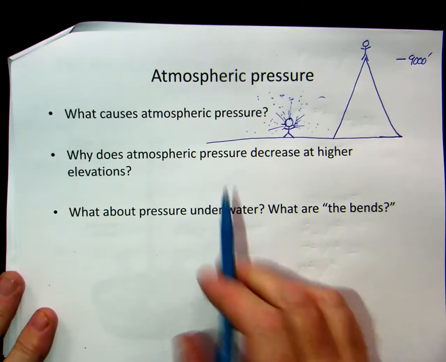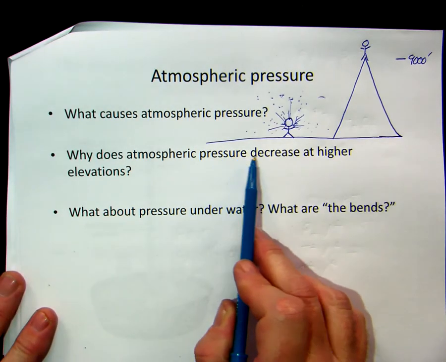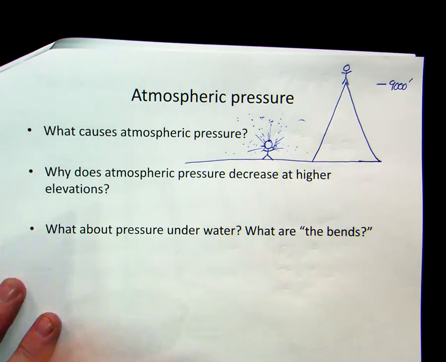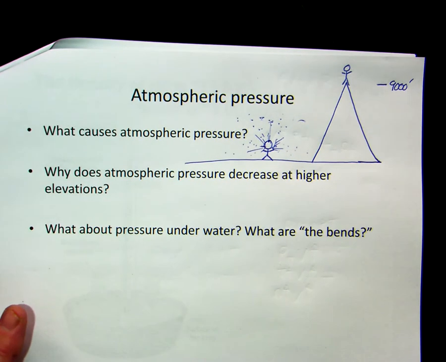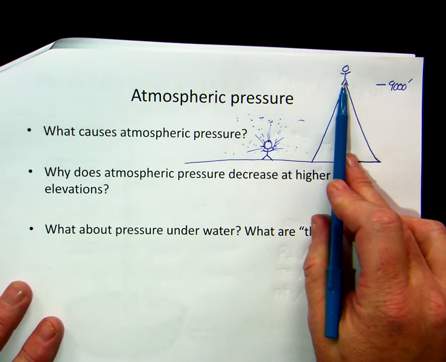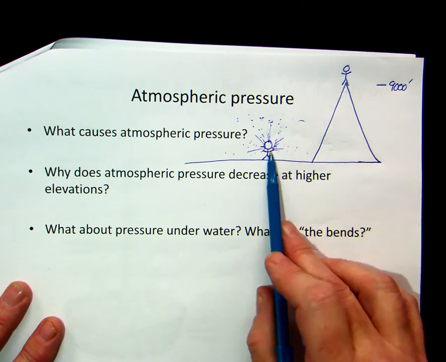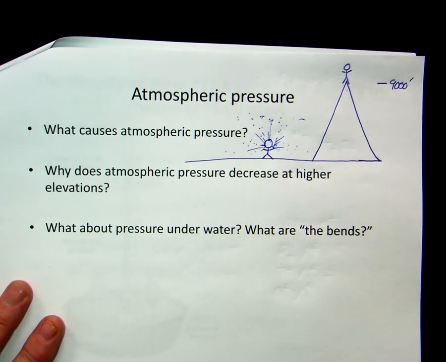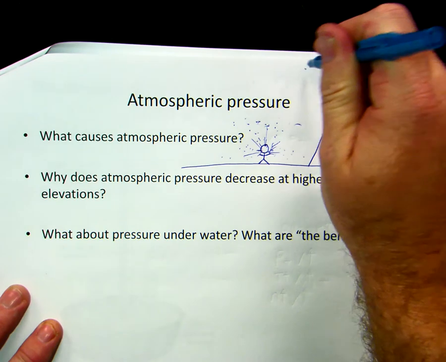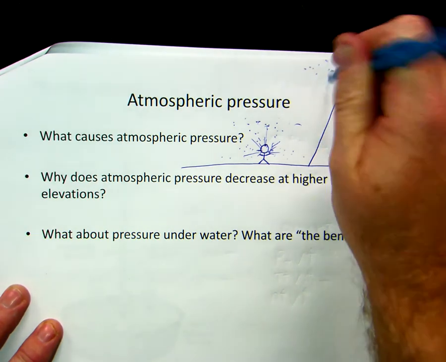The question is, why does the atmospheric pressure decrease at higher elevations? Maybe you know, or maybe you can look at this picture and figure it out. So why would a person standing on the mountain not experience as much pressure as someone standing at sea level? What's that? Yeah, that's exactly right. They're higher in the sky. And when they're up here, then there's less particles that can push down on them.